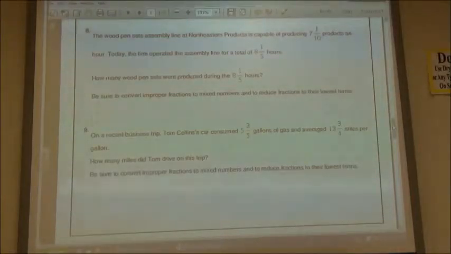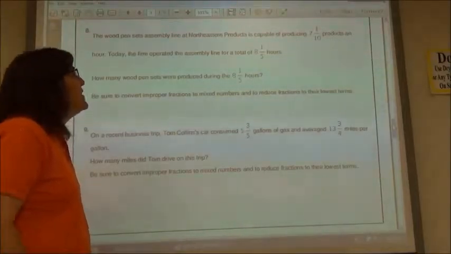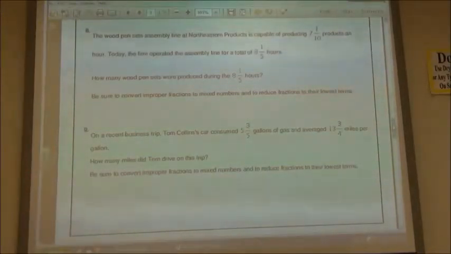The wood pen set assembly line at Northeastern Products is capable of producing 7 1/10 products an hour. Today, the firm operated the assembly line for a total of 8.5 hours. How many wood pen sets were produced during that 8 1/5 hours time? So I can do 7 1/10 every hour, so just about 7 an hour. I'm going to work for 8 1/5 hours, so 8 hours. So 7 times 8 is 56. I know I'm going to have a little more than 56 because I have those fraction parts.